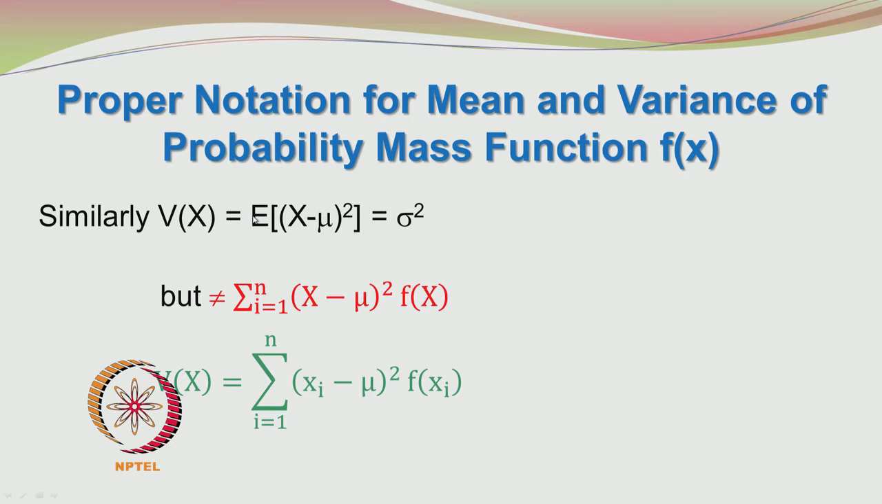Similarly, when you are defining the variance of the random variable x, it is expected value of E of x minus mu whole square is equal to sigma squared. But this should not be written as sigma squared is equal to the sum of x minus mu whole squared f of x. Okay, you should not use capital X here, but you should rather use small xi.